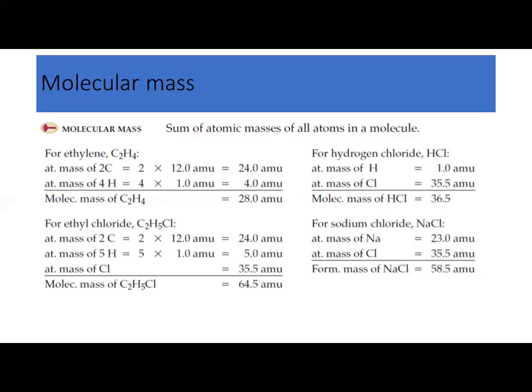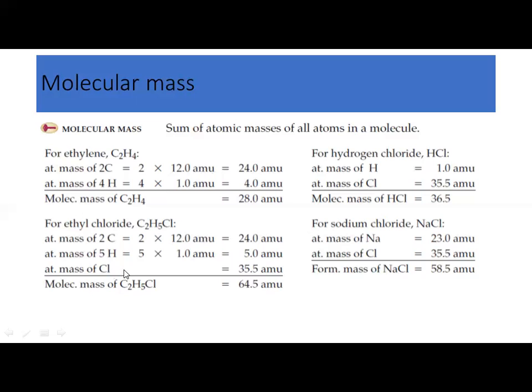Clear? Now, similarly, if you want to calculate the ethyl chloride, again there are 2 carbon, 5 hydrogen, and 1 chlorine. There are 3 elements present. So the mass of 1 carbon is again 12. There are 2 carbon, so the total mass of the carbon is 24. And similarly, there are 5 hydrogen, and 1 hydrogen atom has a mass of 1 AMU. So the total will be 5.0 AMU.